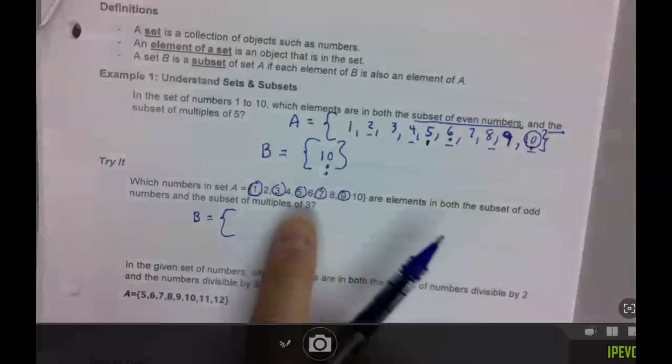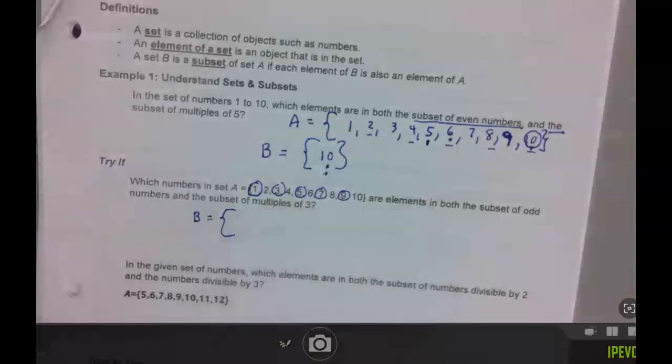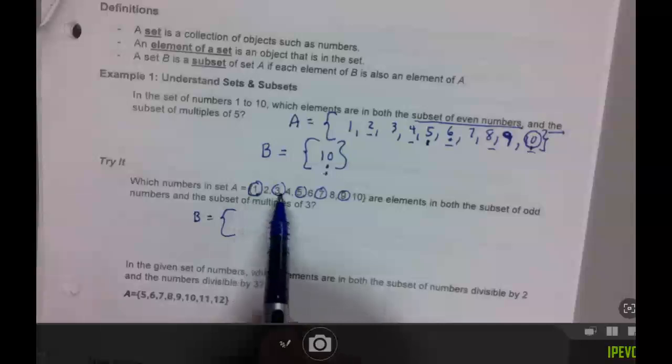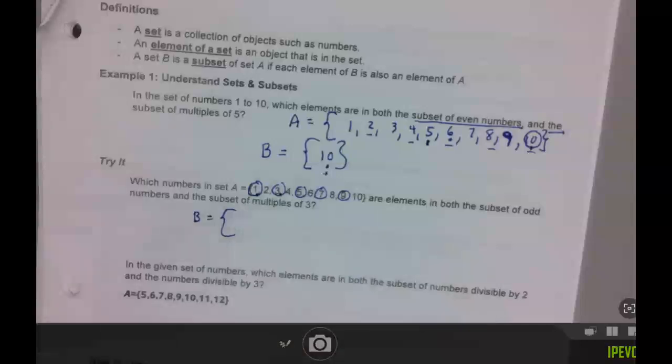Which one of those numbers are multiples of 3? Is 1 a multiple of 3? No. Is 3 a multiple of 3? Yes. What makes it a multiple of 3 is that 3 goes into it evenly. Does 3 go into 3 evenly? Yes. What's 3 divided by 3? 1. So 3 works, doesn't it?